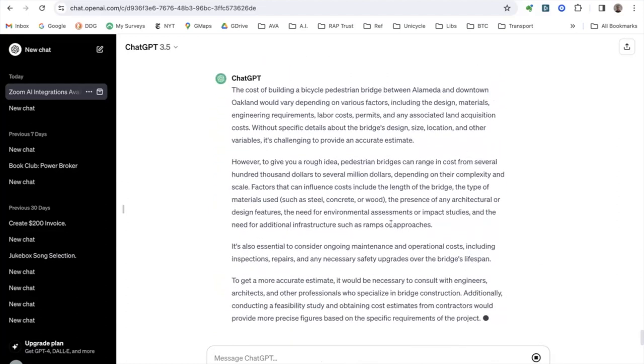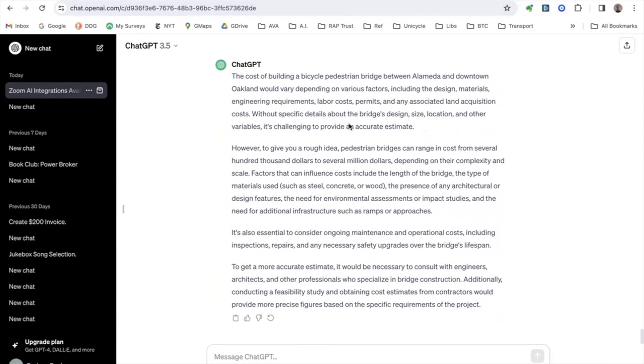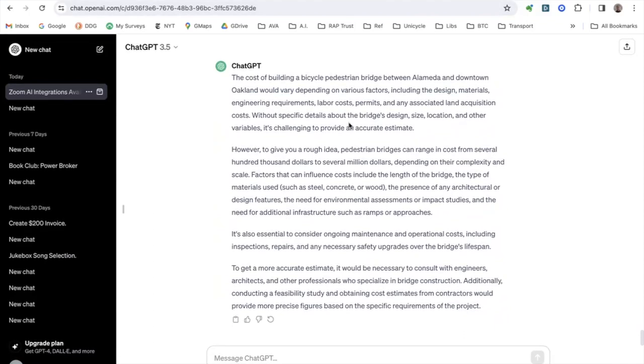All right. So first of all, it's hedging. It would vary depending on various factors. However, to give you a rough idea, pedestrian bridges, let's see, we don't get actual numbers out of this, do we? It just tells you factors that can influence costs. It doesn't want to say. I think it's a very long-winded way of saying I'm not going to tell you. But you know, kind of fun.